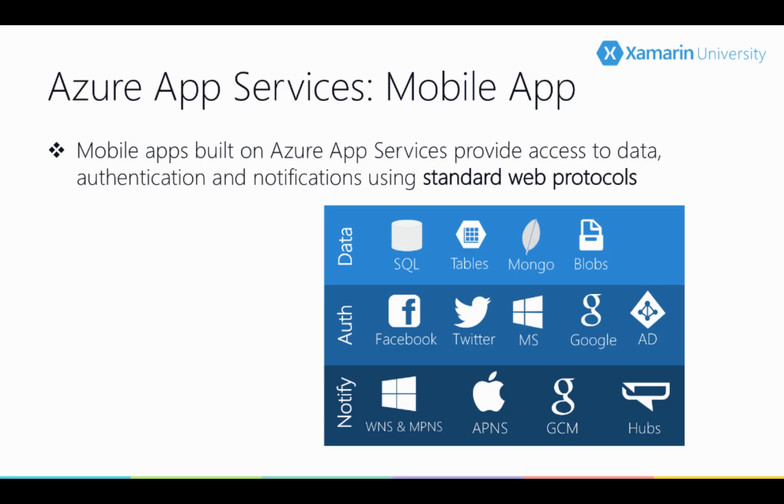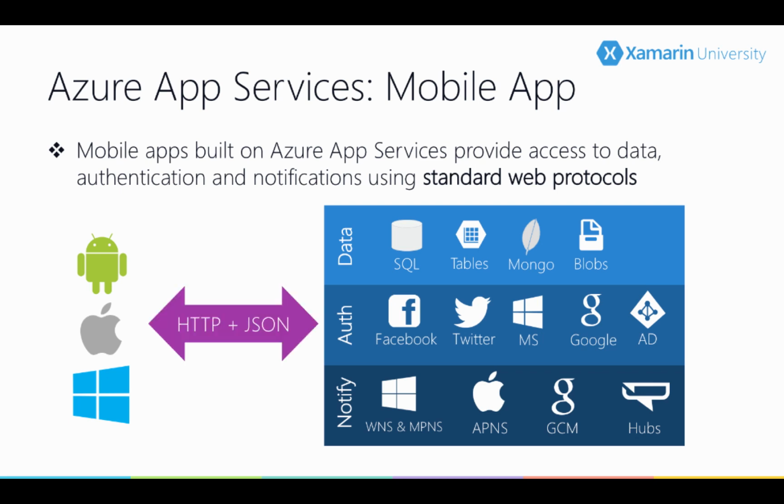Azure App Services supports a mobile app service model, which provides access to data, authentication, and push notification services. And it's the server that decides which features it wants to use from the Azure App Services platform. Now, the mobile client utilizes standard web protocols to access and interact with the service. We cover the server side of this diagram in Azure 110, and this class is going to dive into the client side, how to consume the services exposed by Azure.